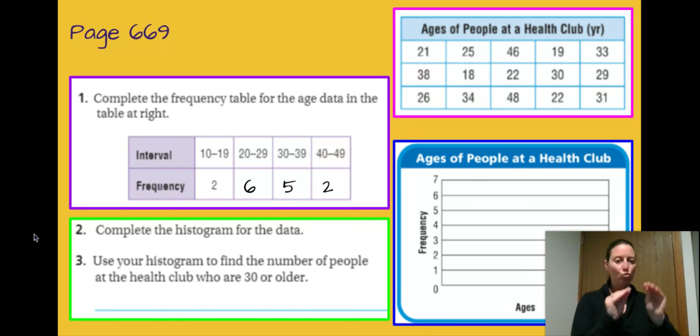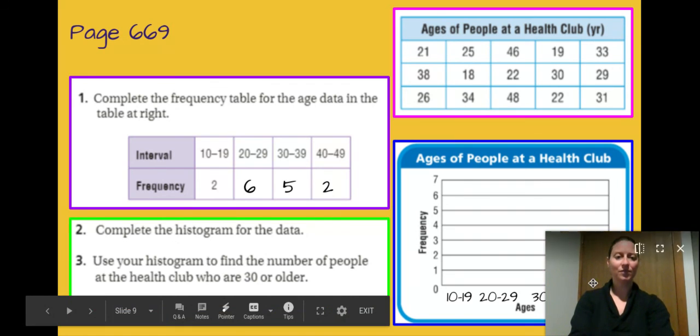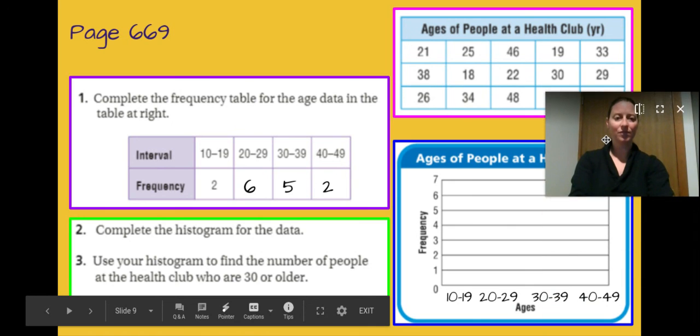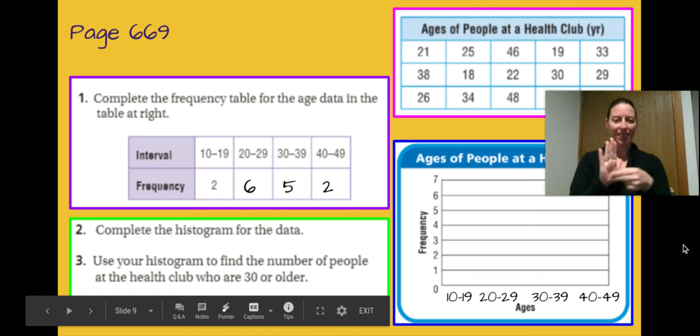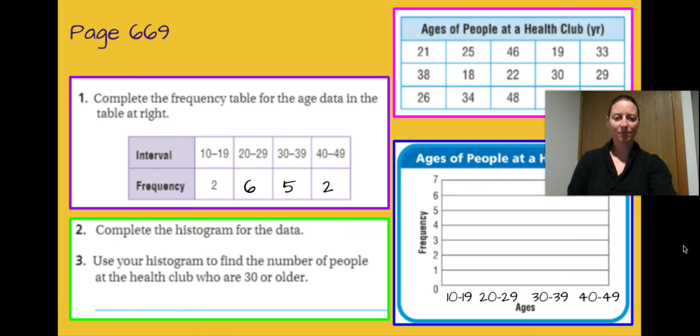Label the intervals, then add in the frequency numbers, and then use the histogram to find the number of people who are 30 or older. So this time we're going to be looking at the last two intervals and adding them together. And the answer is 7.